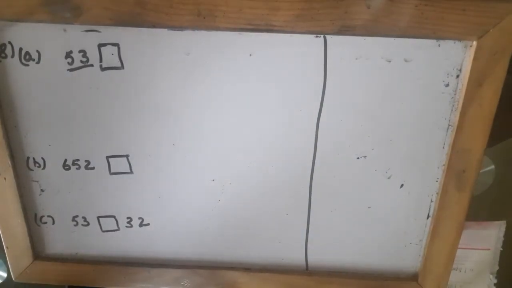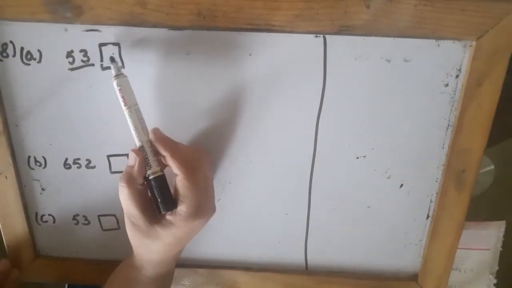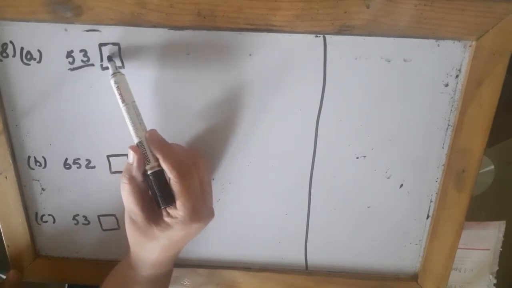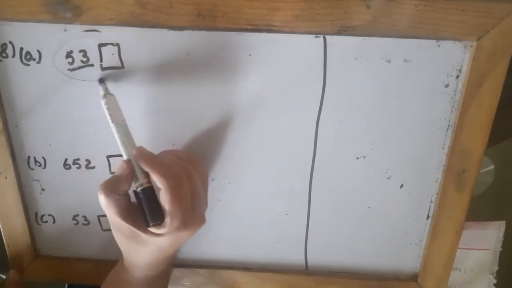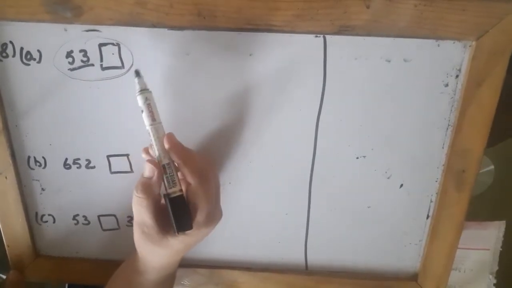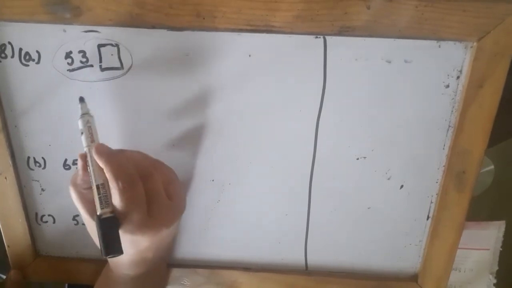Now I'll do the 8th question, A part. In this they are saying fill in the greatest digit to make the number divisible by 3. So here they have given you a box. They are asking you to fill in the greatest digit so that this number becomes divisible. Whatever number I get, that number should be divisible by 3. Now what is the divisibility rule of 3? I know that I have to add the digits.